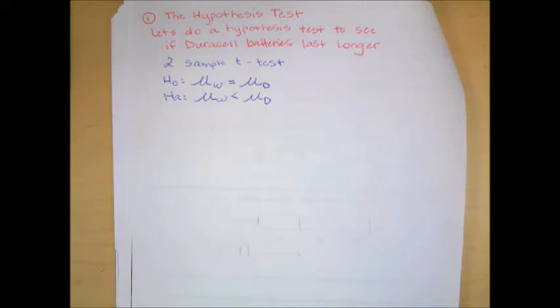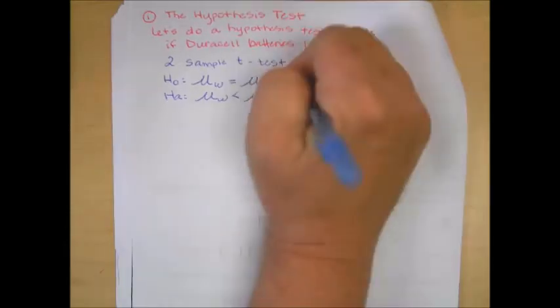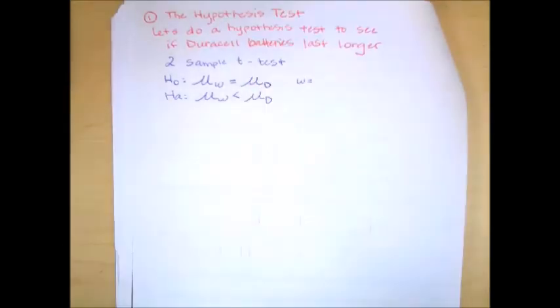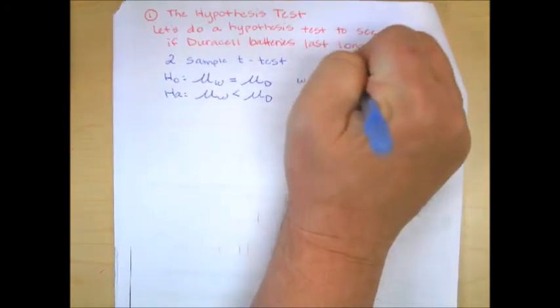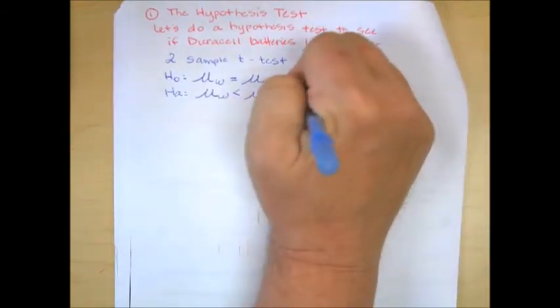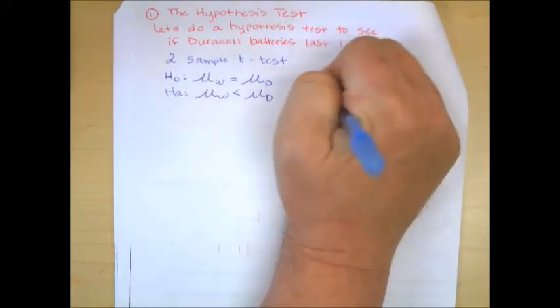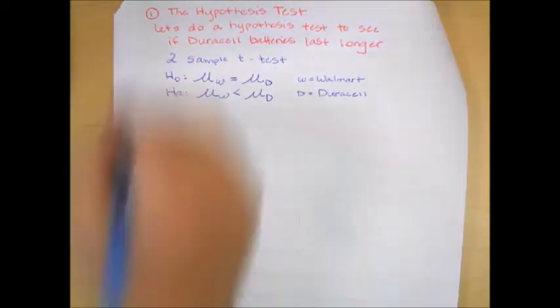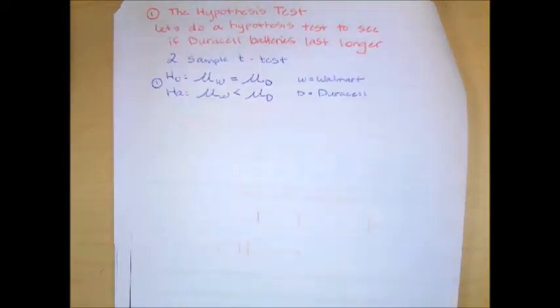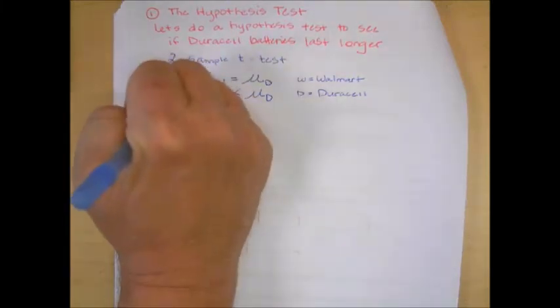Now, I need to reference what W and D are, even though it's incredibly obvious in the problem. W means Walmart. D equals Duracell. Okay, so there's step one. Write the H0 and HA. We're going to let the calculator do everything, just like we did on 2-prop analysis. The formulas are ugly, so we're just going to go straight to the p-value, but we've got to get it.